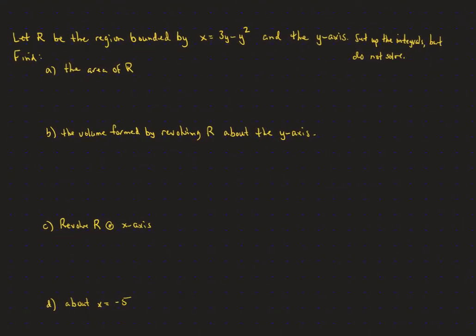Okay, let's look at the region bounded by x equals 3y minus y squared and the y-axis. Set up the integrals, but we don't have to solve them. First for the area. Well, let's get a little idea of what this looks like. So if you imagine factoring the y out, you can see that x will be 0 when y is 0, and also when y is 3. And it's going to be a parabola that opens to the left. So there is our function.